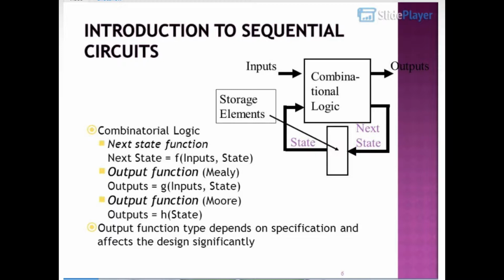Introduction to sequential circuits. Inputs. Outputs. Combinational logic. Next state function: next state equals F(inputs, state). Output function, Mealy: outputs equals G(inputs, state). Output function, Moore: outputs equals H(state). Output function type depends on specification and affects the design significantly. Storage elements. State. Next state.